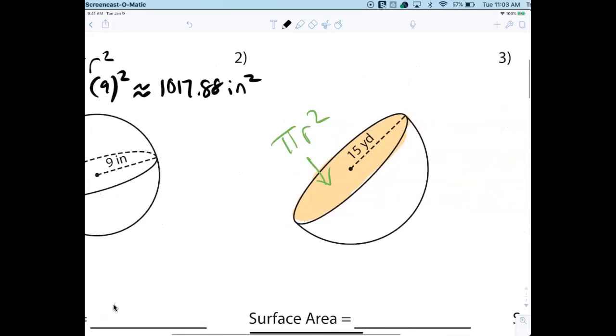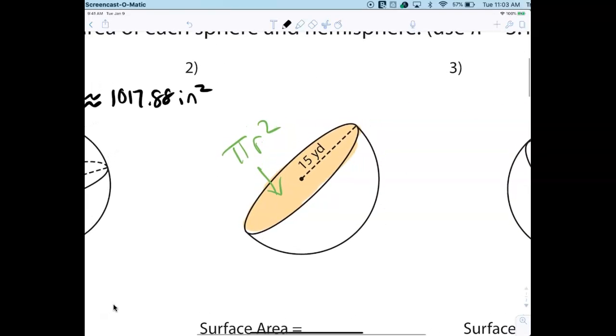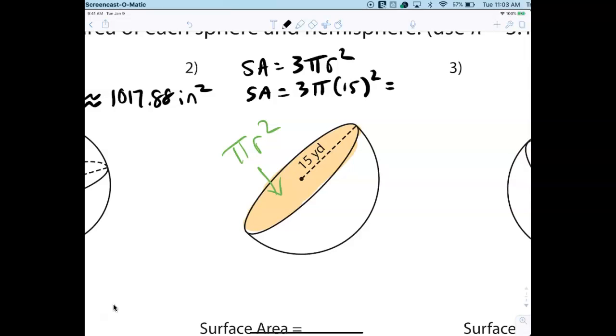Okay, so now over here, I want everybody to write down surface area equals, say it again, 3 pi r squared. Surface area equals 3 pi, what's the radius? 15 squared equals, someone. 2,120.58. Yeah. And then we would say what? Yards squared. So we agree that's simple, right?